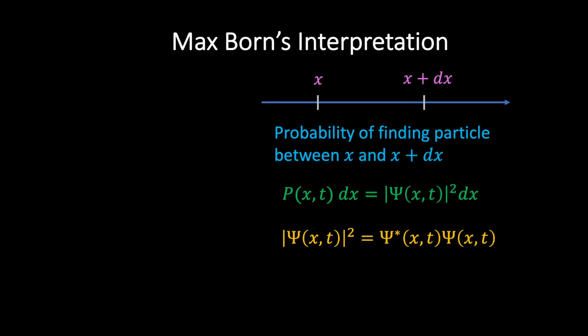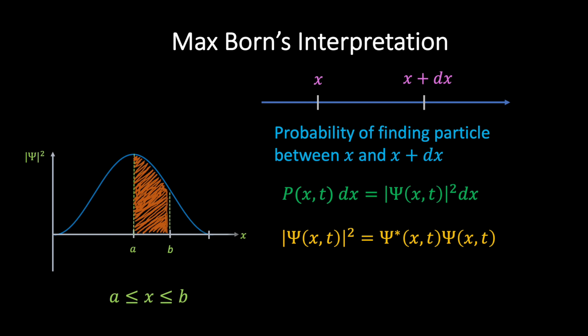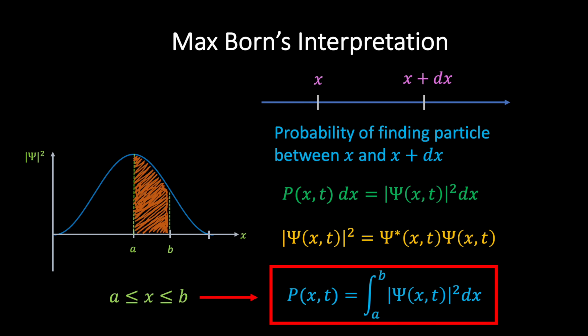If we then want to find the probability that the particle is located within a given region, we simply need to integrate the modulus squared. So, for example, the probability of finding a particle located between 2 points a and b is given by the integral of the modulus squared, evaluated with a and b as the limits of the integral.